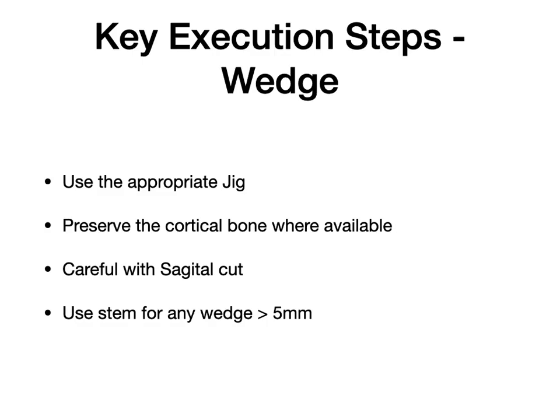So the key step in executing a wedge is to use an appropriate jig. Often most revision systems will have a step cut for creating space or accommodating a wedge. Preserve the cortical bone where available. It's very important because ultimately your wedge is going to rest on cortical bone. It's important to see the sagittal cut because that could itself be a step rise. And for any wedge which is more than 5 millimeter, it is preferred to use a stem.